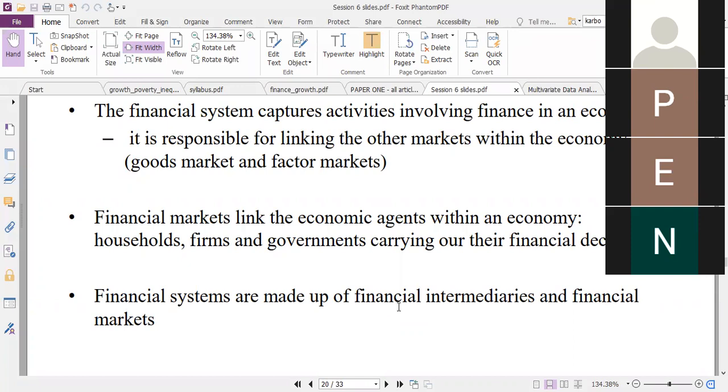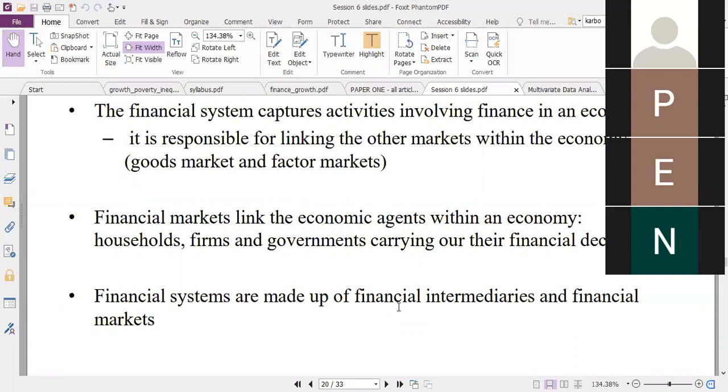Yes, sir. Okay, so all that I was saying is that the financial system captures the activities involving financing an economy. It is basically responsible for linking the other markets within the economy. So we have the goods market and the factor markets. If you could remember, when we were doing the circular cash flow diagram, we said something about the factor market and the goods market. That is the duty of the financial system, just to bring the two together. The financial market links the economic agents within the economy, and the economic agents are the households, the firms, and the government carrying on their financial decisions.